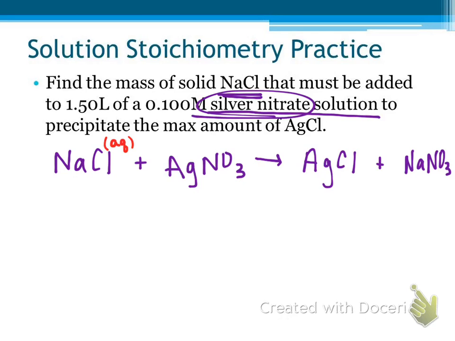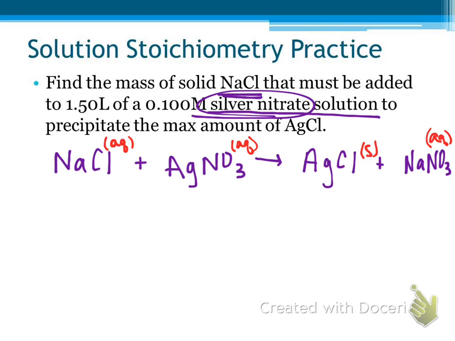Good question. As soon as we put it in the water, it's going to dissolve and ionize. All nitrates we know are aqueous, which means this is aqueous as well. So we know silver chloride is our precipitate, and it matches on our solubility chart.